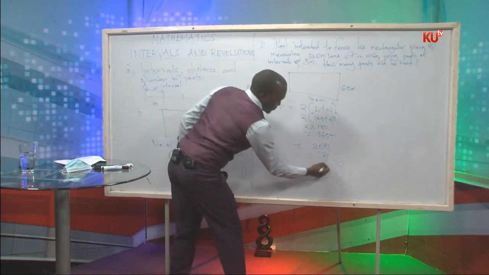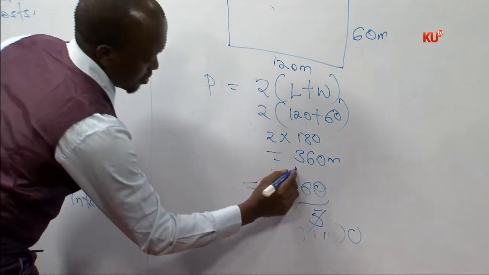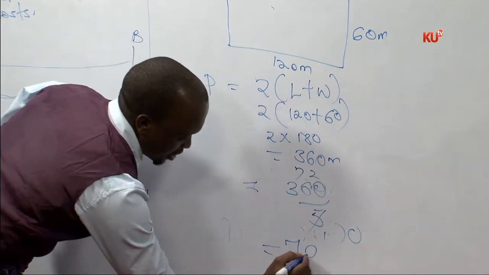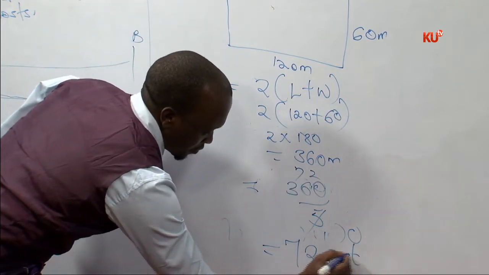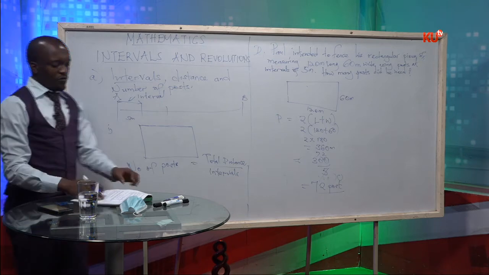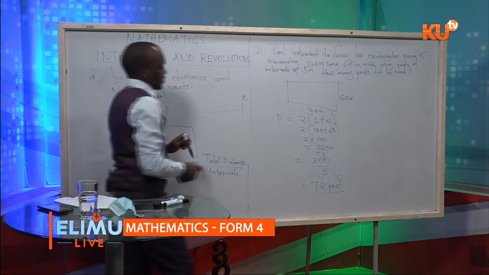You know that 5 goes into 36 7 times, remainder 1, then there are 2. So we shall have 72 posts. And you are good to go. You've gotten your marks there. We move to the next subtopic.